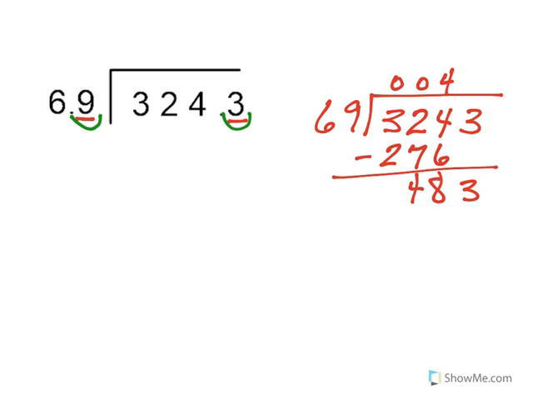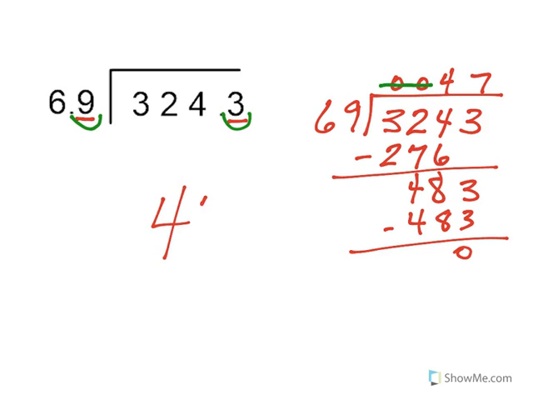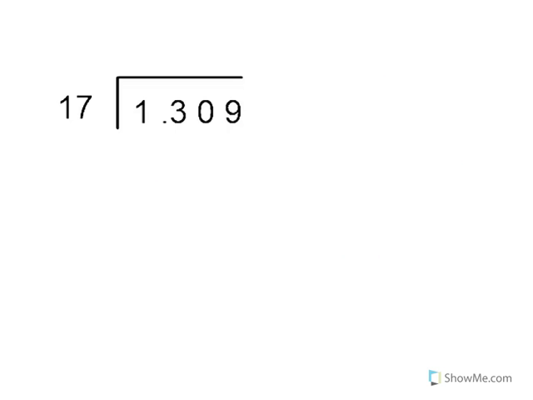Now I'm going to bring my 3 down. And 69 goes into 483 7 times. 7 times 69 is 483. And I end up with 0. Now, I don't actually have to put these zeros on in front of a whole number, so the answer to this problem is just 47.